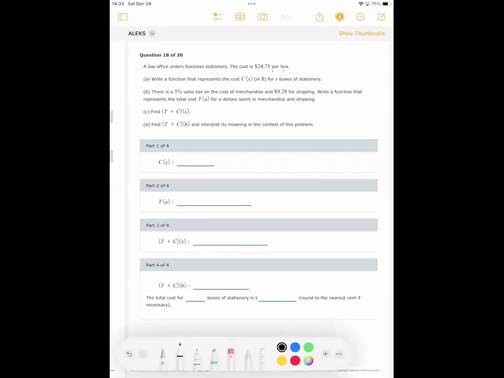So it says let x be the number of boxes. Then the cost is going to be 24.75x. Again, one box is going to be 1 times 24.75. Two boxes will be 2 times 24.75 and so forth. So that's the cost function. Then it says there is a 5% sales tax on the cost of the merchandise and $9.28 for shipping. Write a function that represents the total cost.